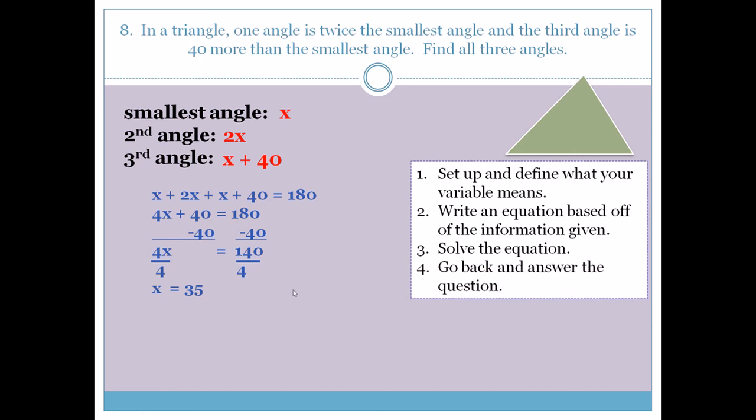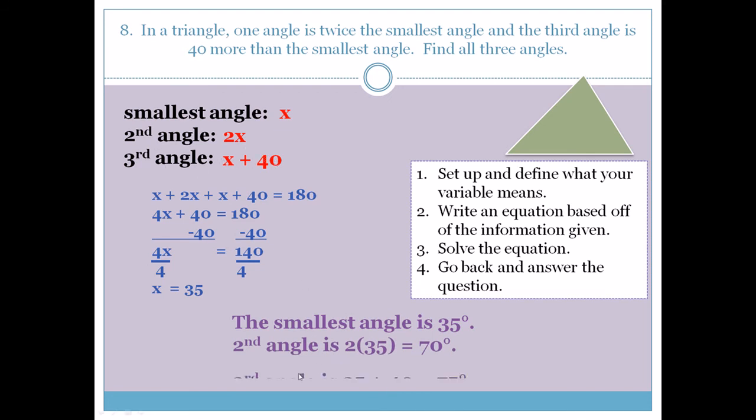Let's answer the question. We need to find the measure of all three angles. Well, what does x mean? The smallest angle would be 35, right? The second angle is 2 times 35, so the second angle is 70. And the third angle is x plus 40, so 35 plus 40, which is 75. And then you can add up those three angles, and you'll be like, oh my gosh, I got it right, this is so awesome. And we did it.